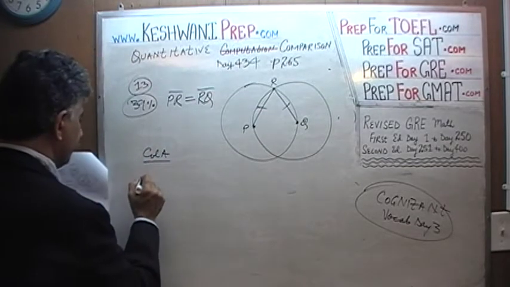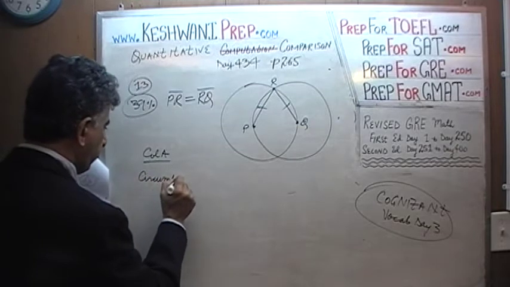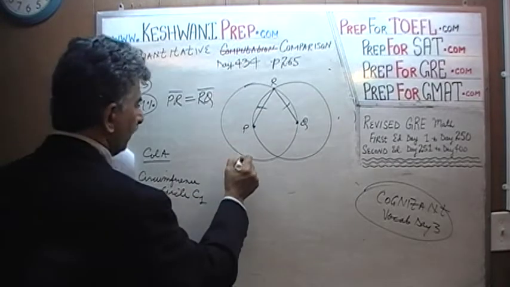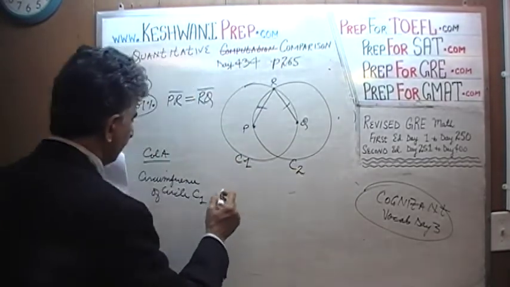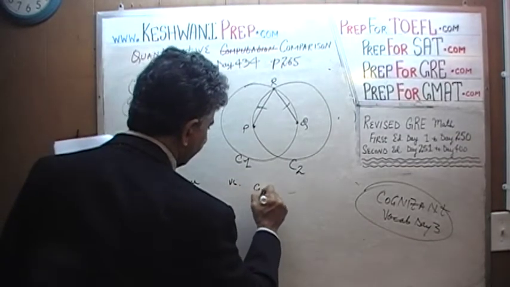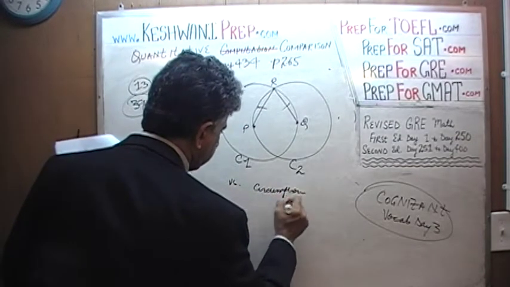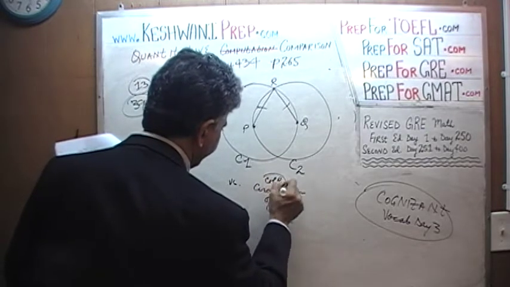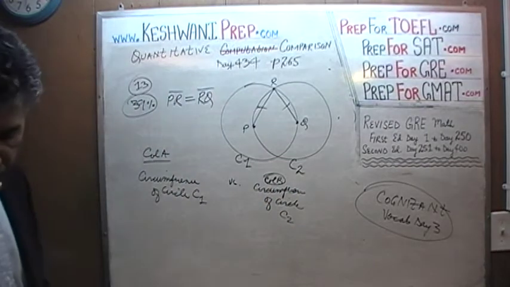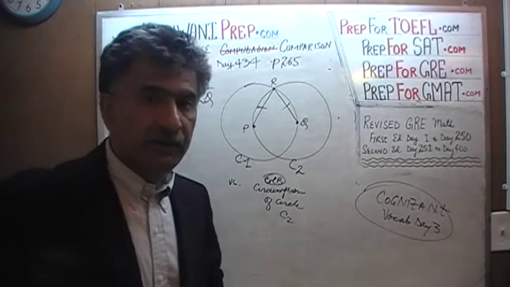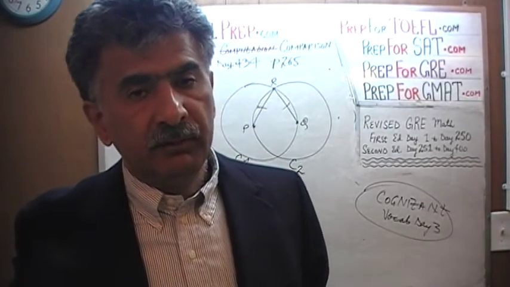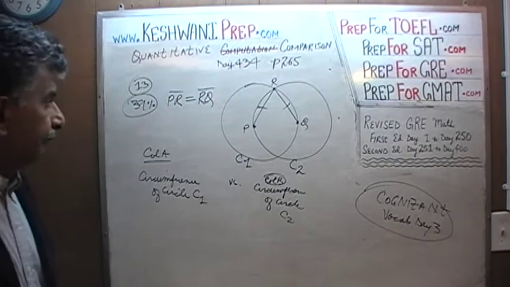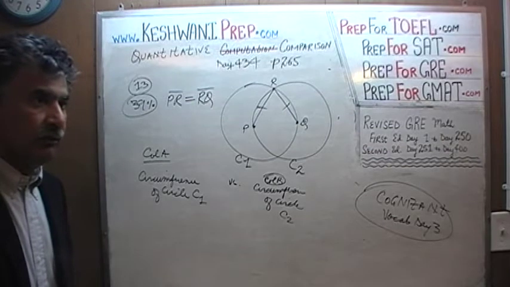In column A, they want us to compare the circumference of circle C1. They're calling this circle C1 and this circle C2. Versus the circumference of circle C2, column B. Which of these circles will have larger circumference, or will they have circumference of equal length? That's what we have to figure out here. I give you 2 seconds to pause the video. Do it yourself.